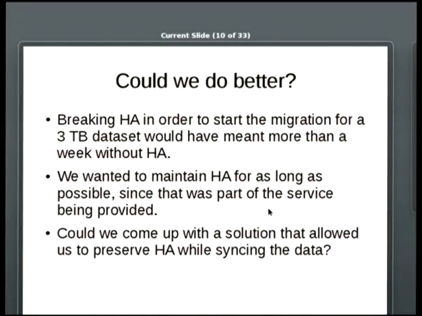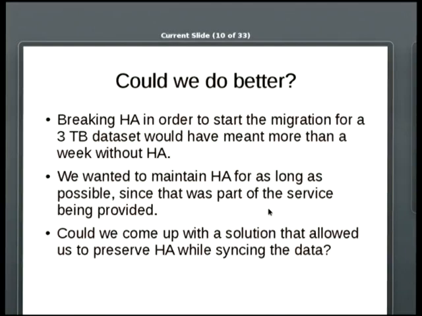If we'd broken the HA link in order to start the replication in that manner, we would have gone more than a week without HA once you add up the initial data sync to the new cluster, doing testing to make sure that things aren't going to explode when you actually cut over. And then once you have cut over, you then need to do an initial sync to the standby node of the new cluster.